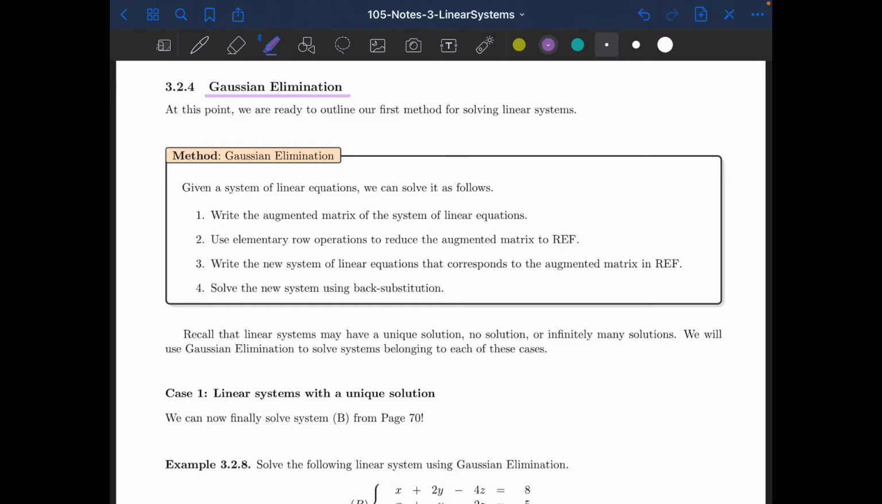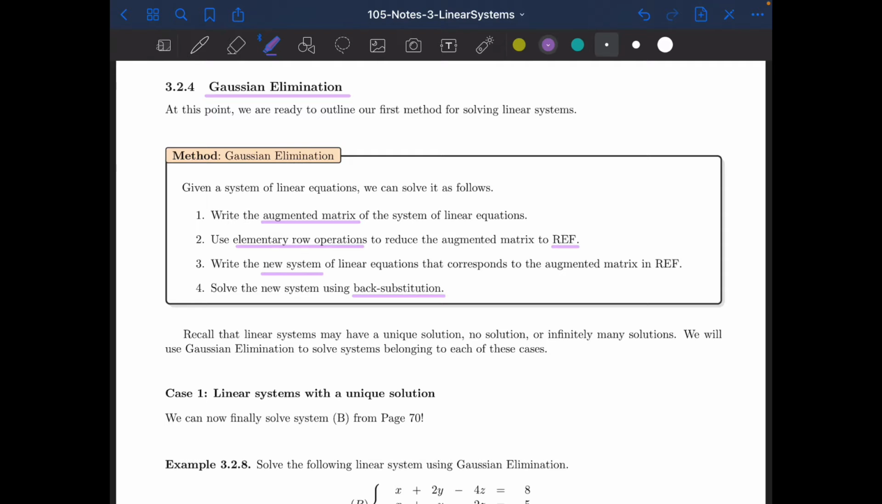First, we write the augmented matrix of the system of linear equations. Then we use elementary row operations to reduce the augmented matrix to row echelon form. Then we write the new system of linear equations that corresponds to the augmented matrix in row echelon form. And finally, we solve the new system using back substitution.